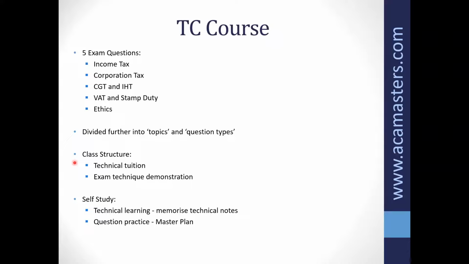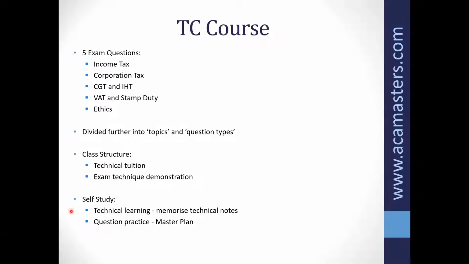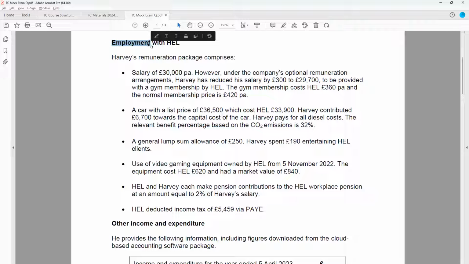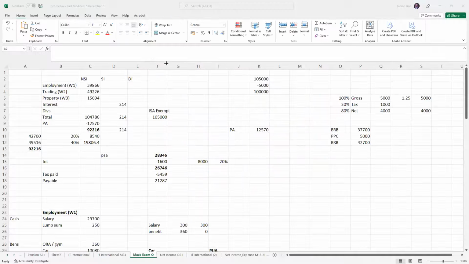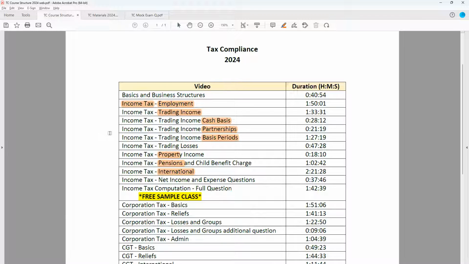So then after the class, after I've explained to you the key technical content and you've understood it, as well as understanding and seeing the exam technique you should be using, you can then go away and make sure that you've understood this key technical content. So memorize the key points that you need to, and make sure you've understood the principles that you need to. And then you can go and practice other questions. So the other past exam questions, in this case on employment income, and then you can just practice that exam technique that I've taught you. So you can just replicate exactly what I have taught you and demonstrated to you so that you can master this exam technique. And then we'll just move on to the next topic and so on and so on.